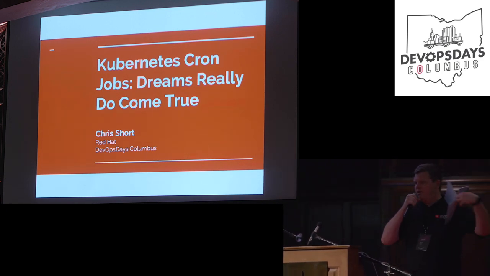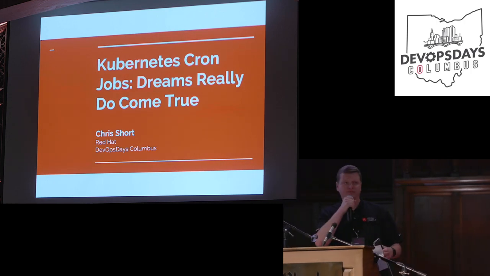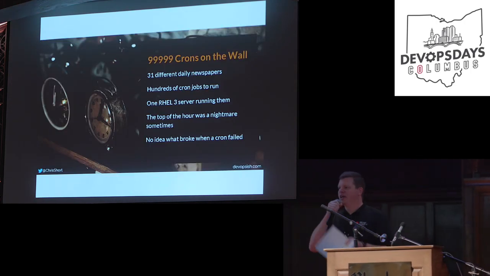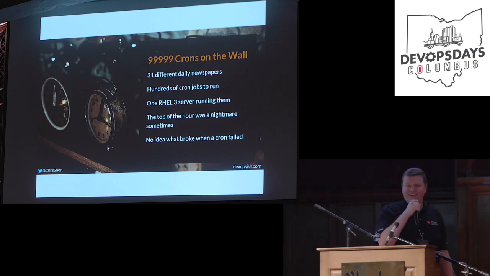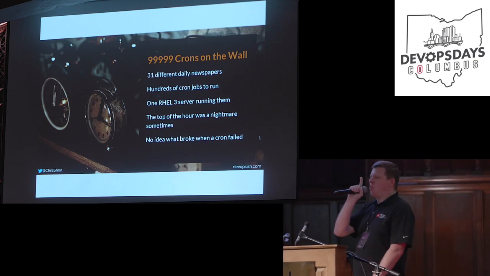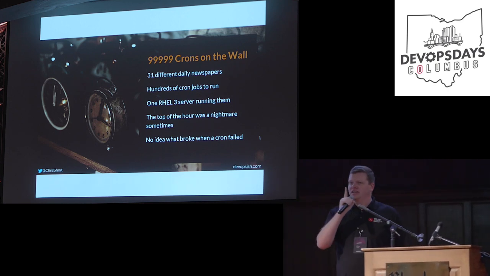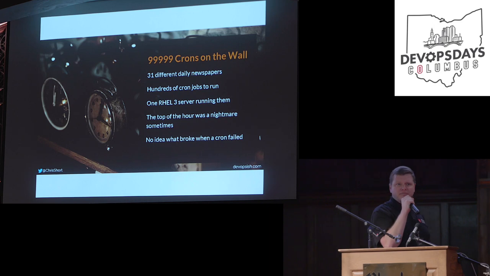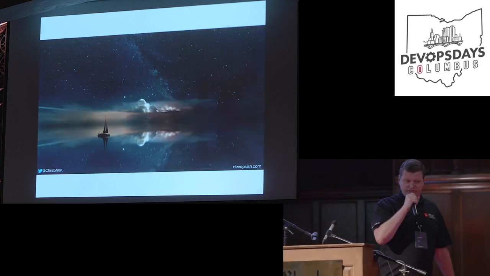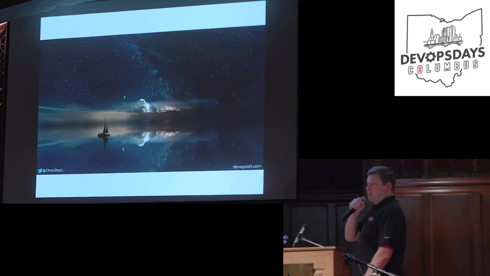So Kubernetes. Who likes Kubernetes? Who likes cron jobs? You can like both. It's OK. So I used to work for a company that had thousands of cron jobs running on one box. What could possibly go wrong, right? Like, all these jobs for a newspaper company, news needs to be timely, hence the cron jobs. They all ran on one system, and when it failed, it was awful.